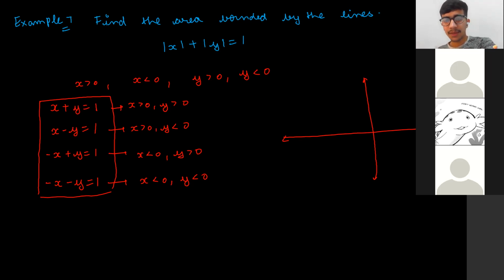First line is x plus y is equal to 1. So that line would look like this. X plus y equal to 1. This is 1. This is also 1. So this line is x plus y equal to 1.